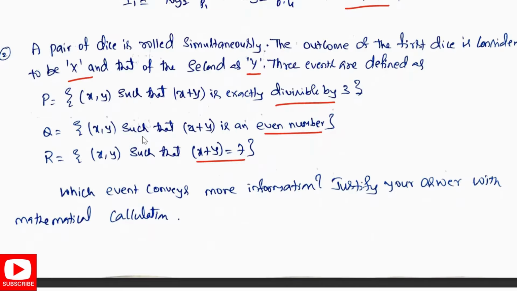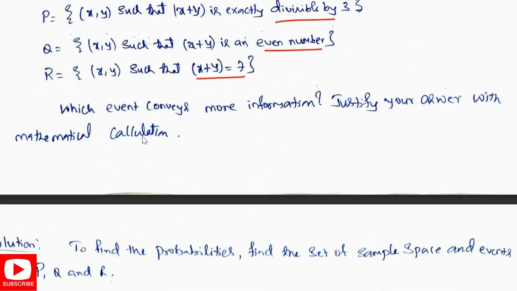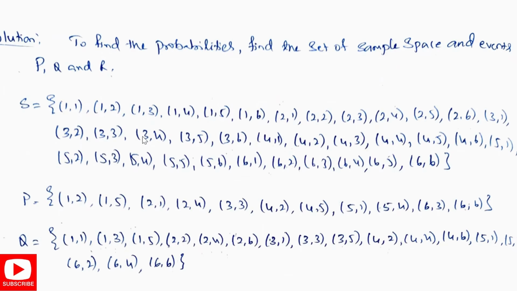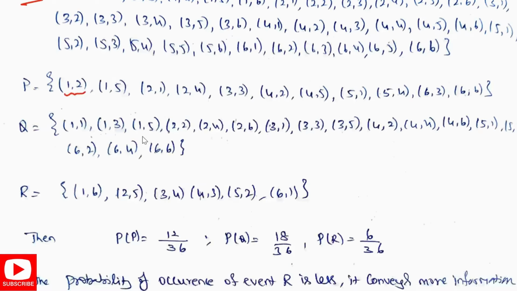Which event conveys more information? Justify your answer with mathematical calculation. So here, first you need to find the sample space and the events for all of P, Q, R. So this is our S, that is, if two dice are rolled, all the probable outcomes that we will be getting. Next is P. For P, they said the sum of the two numbers should be divisible by 3. That is what you have to take out of the sample space. And similarly for Q and R, you need to write them down.